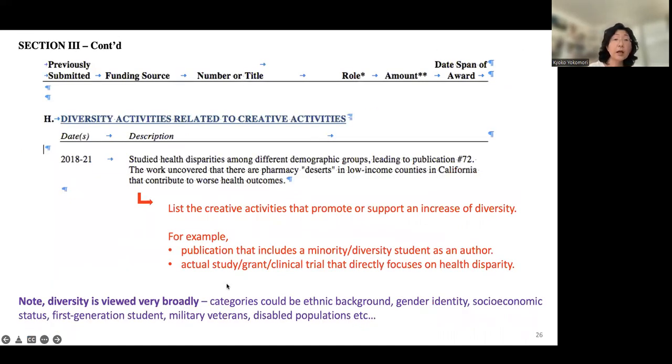Okay, and then again, there's a diversity section for the research and creative activities. If you, for example, helped minority students to publish a paper, you can write that. And also, if your project actually focuses on health disparity and directly addresses minority underserved community issues, that's great. You should mention that here.